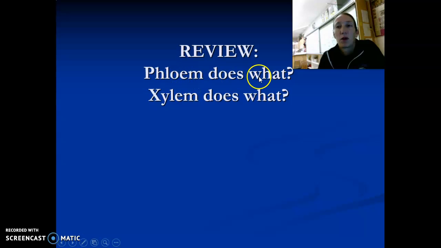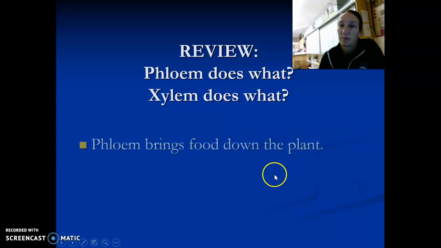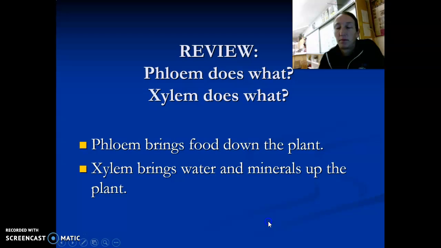All right, so what does phloem do? Transports glucose up and down. And what does xylem do? And that transports water up the plant. All right.